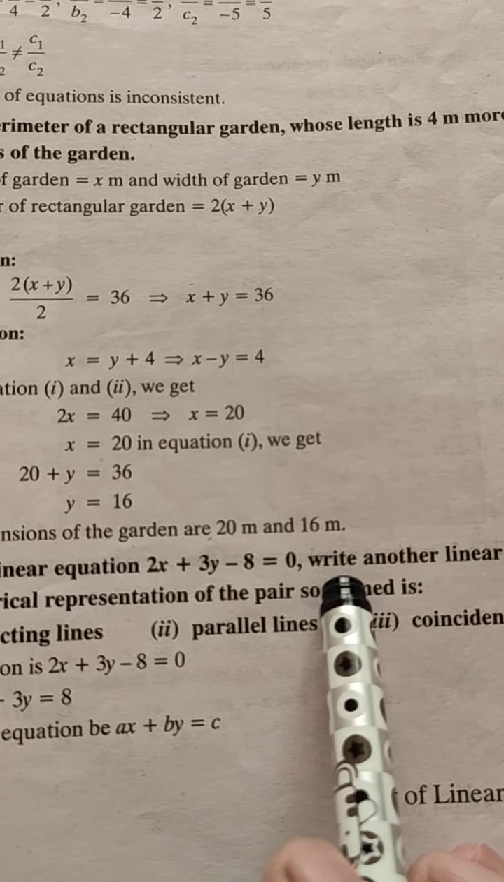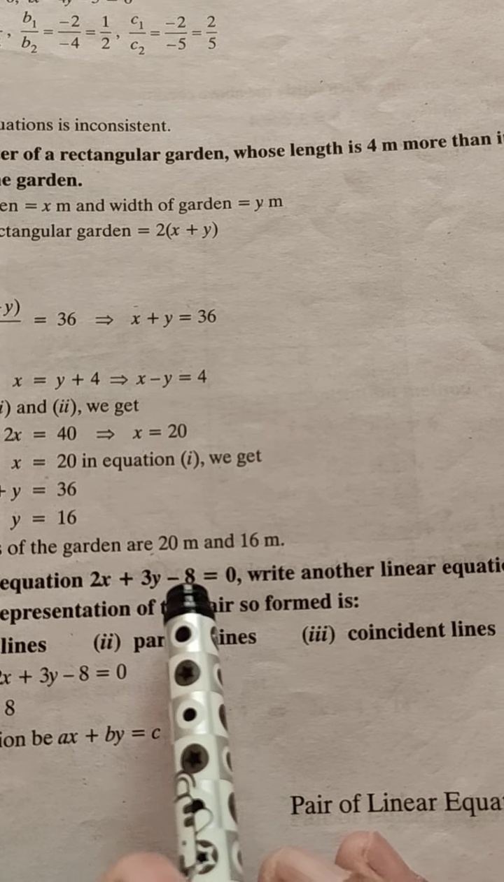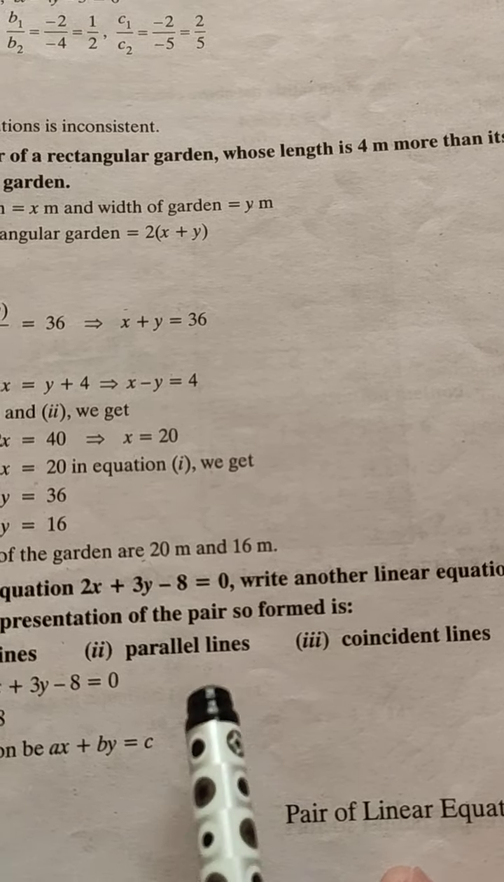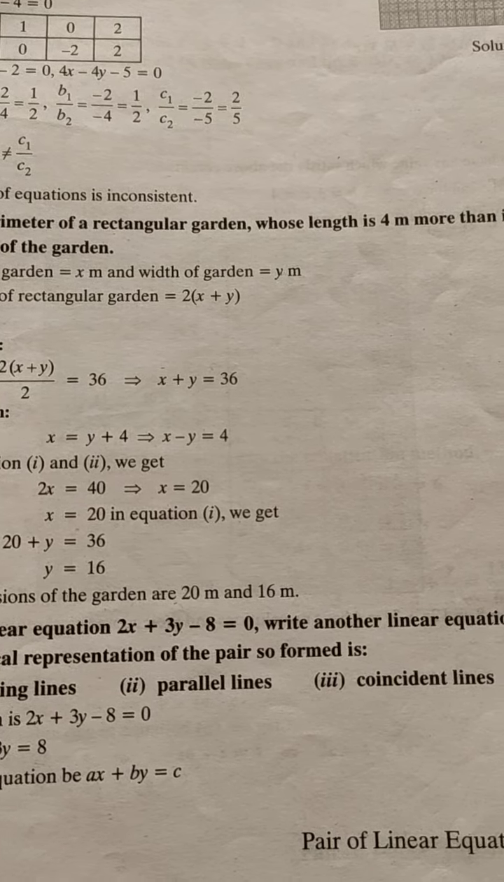You can take some other number. By 10 you can multiply. So you will get 20x plus 30y minus 80 is equal to 0, and then find the ratio. So which type of representation will you get? Coincident lines. So our question is complete.